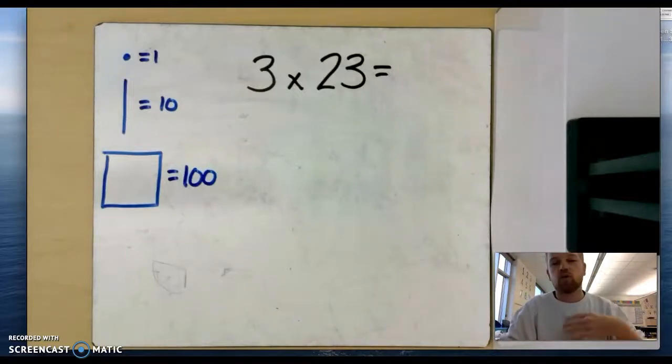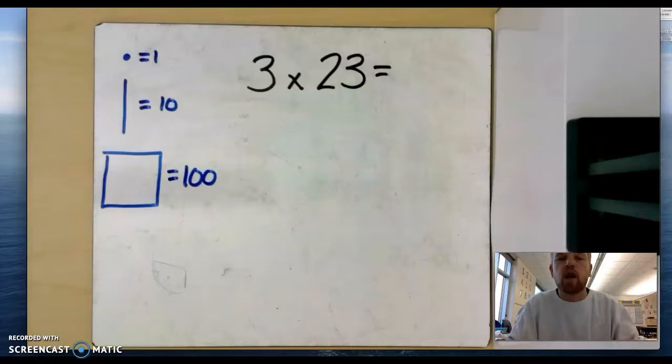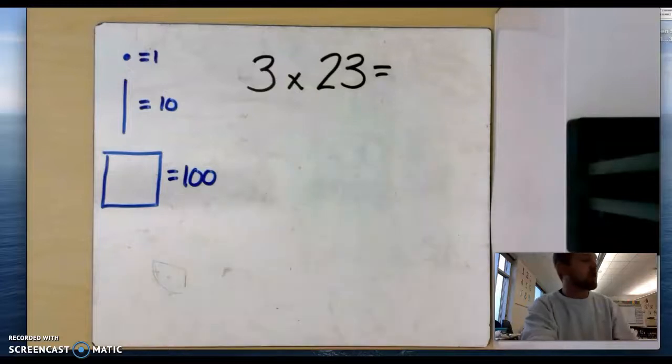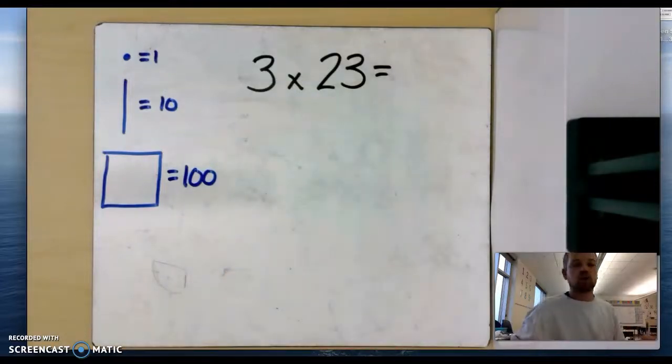Now yesterday we worked with how to solve these problems if we round them. Today we're going to be solving them as is, so we're not going to do any rounding today. So the first thing I want to do is draw out what my problem is. I know right now this is telling me I have 3 groups with 23 in each group. So I'm going to draw that out.